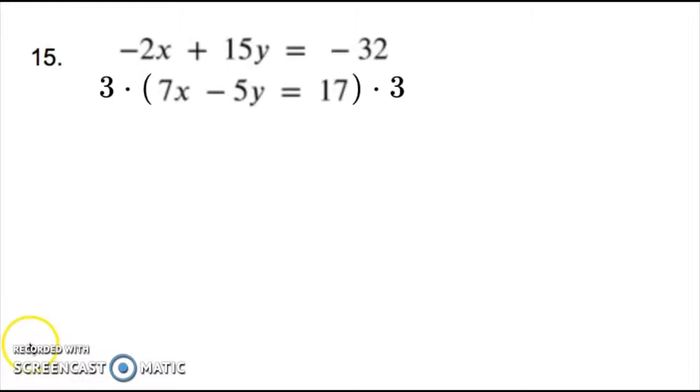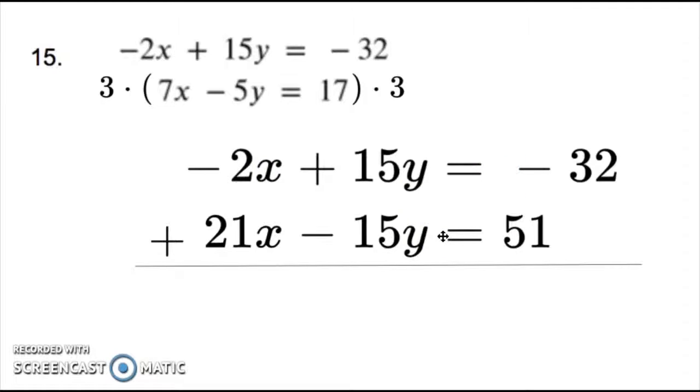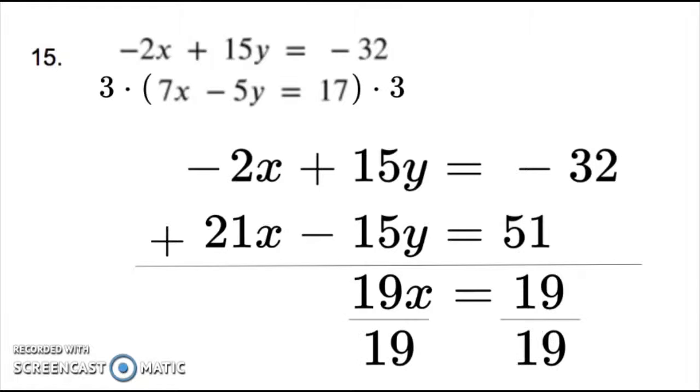So now let's take a closer look at that. Alright, so now I'm going to take that and add that to the first equation. So adding these up, negative 2x plus 21x is going to be 19x. 15y minus 15y is 0. Negative 32 plus 51 is going to give me 19. Divide both sides by 19, you'll get x equals 1.